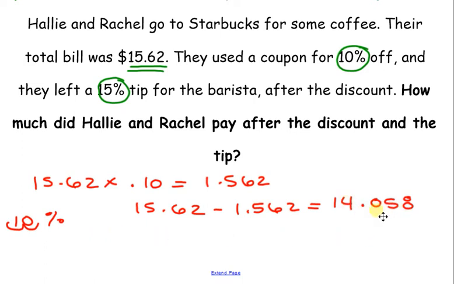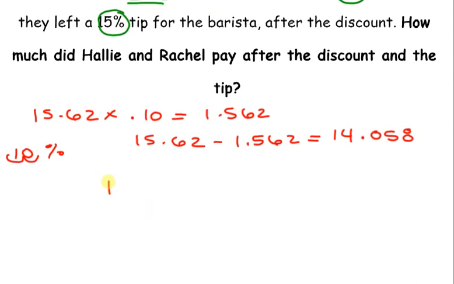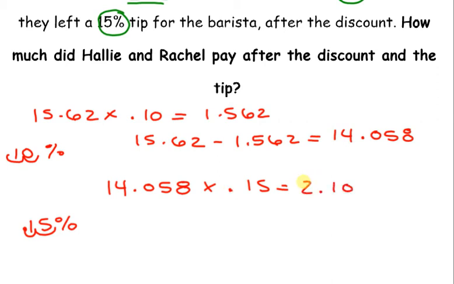Okay, so this is how much they're going to pay after the discount, but now we need to go ahead and add the tip. So our new total, let me give myself some room here. Our new total bill is $14.058 times, now we're going to calculate the tip just like we normally would, 15%. So we move the decimal back 2 spots. 0.15 equals, go ahead and calculate that. And you should get 2.1087.